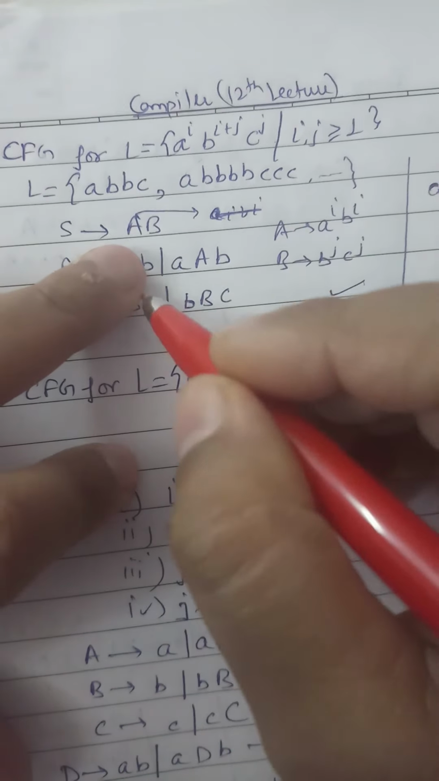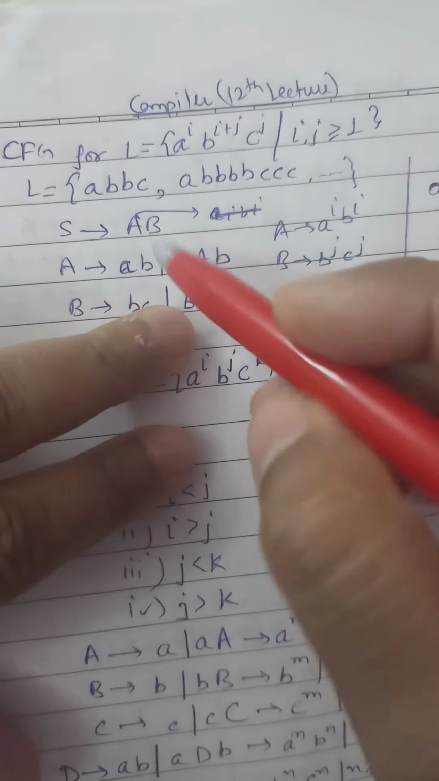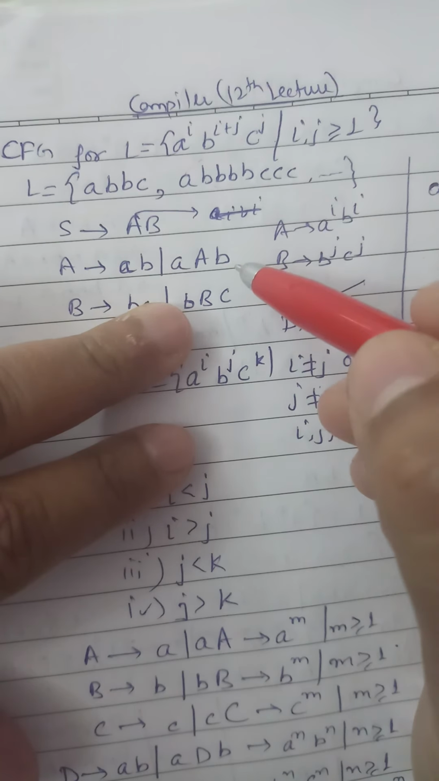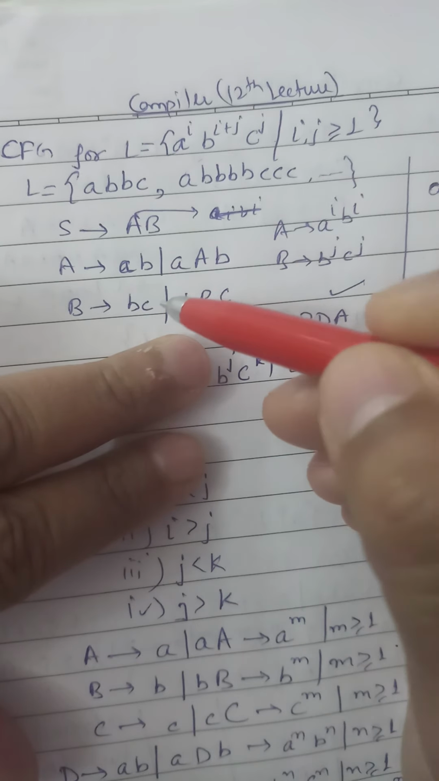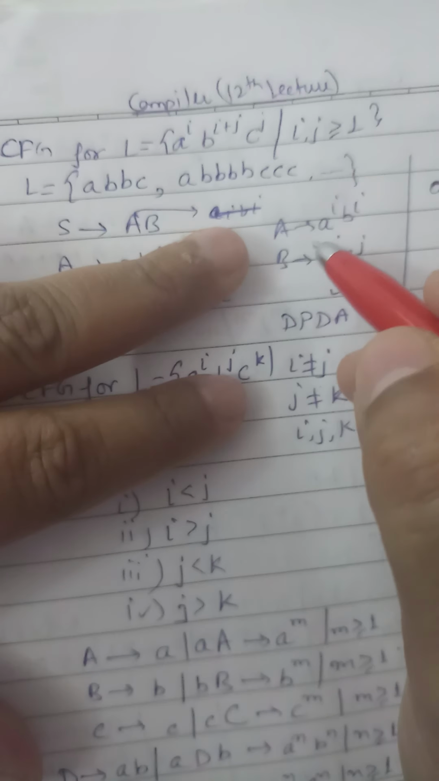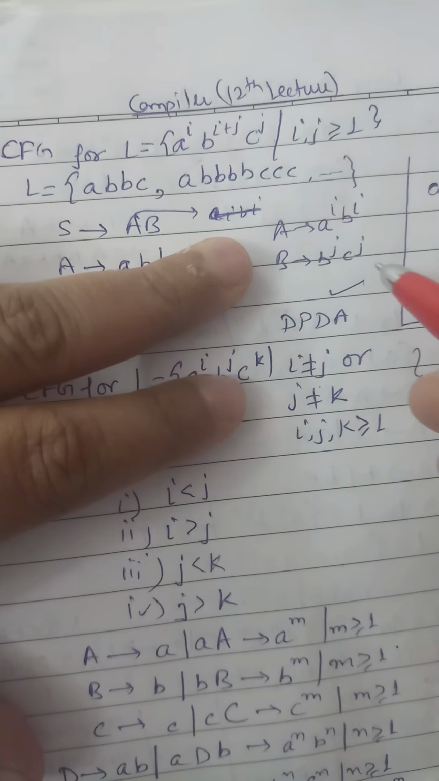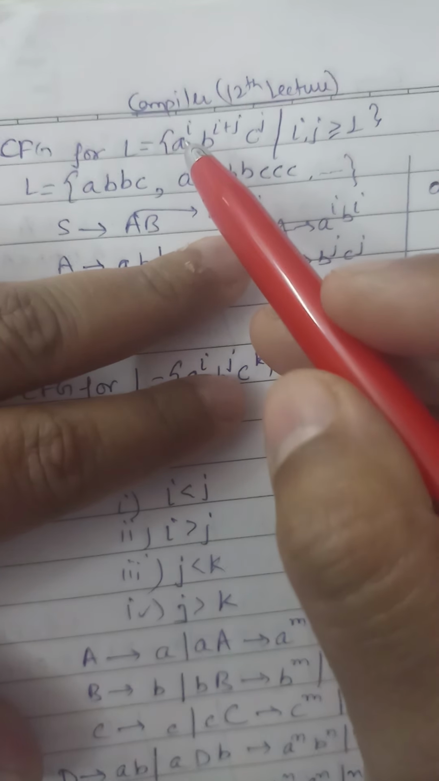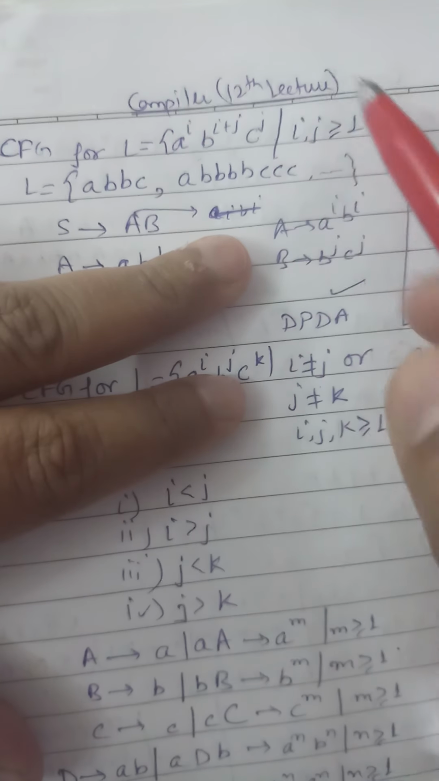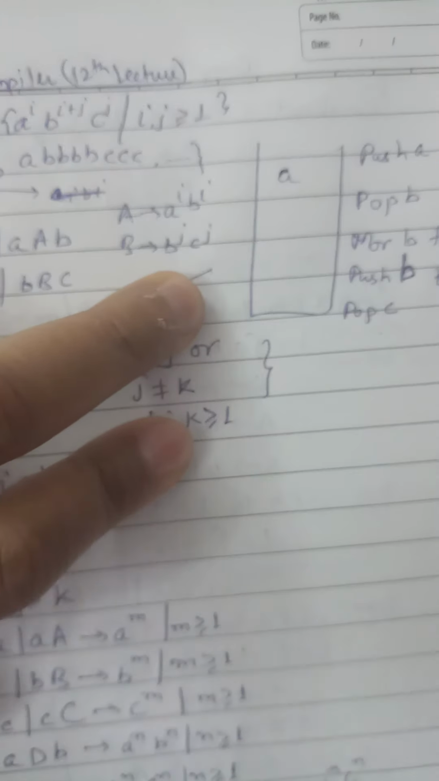We can write like this: we can take two variables, S tends to AB, where A can be the combination of ab or aAb, so we can write like this, and B can be the combination of bc, so we can write like this: bc or bBc. Here A is a to the power i, b to the power i, and B is b to the power j, c to the power j, because we need a to the power i, b to the power i plus j, and c to the power j. This is the grammar, and we can cross check.